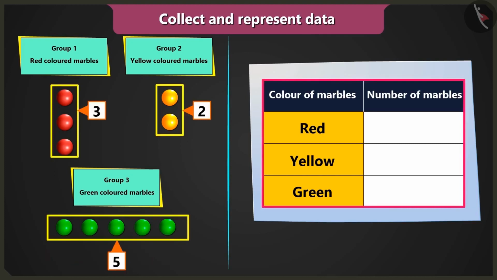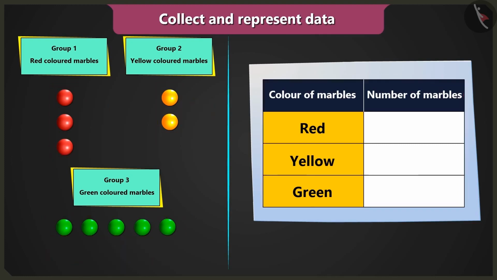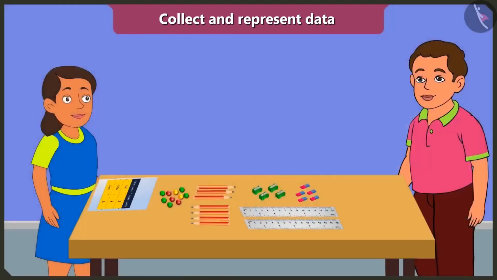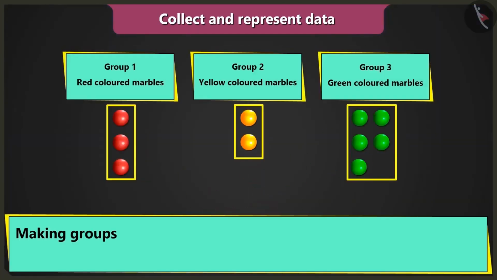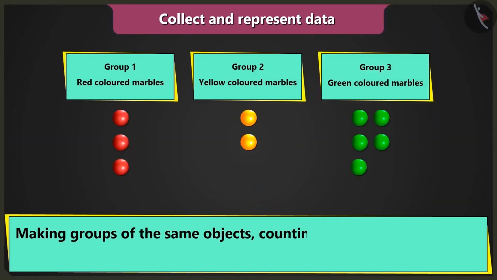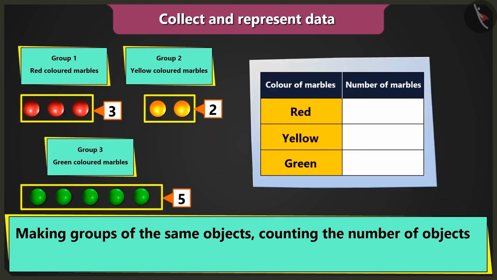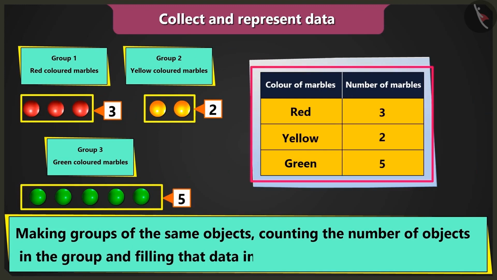Now we have to write these numbers in the table. Yes. Now in the column count of marbles we will write 3 beside red color, 2 beside yellow color and 5 beside green color. Well done, Bubbly. You represented the data very well. Data? What is that? Making groups of similar objects, counting the number of objects in the group and filling that information in a table is called data.